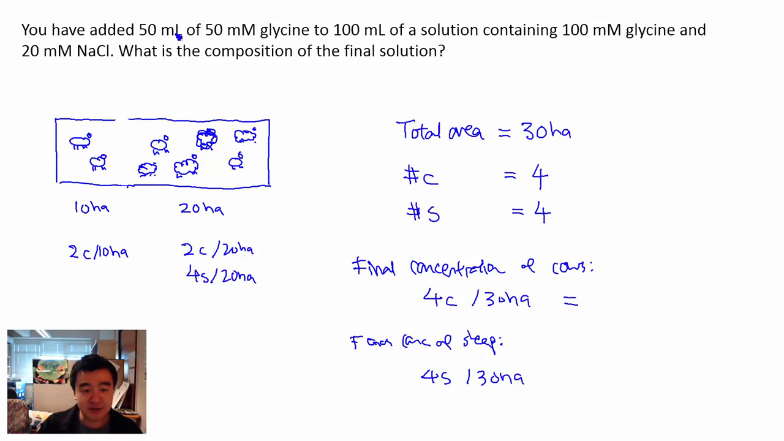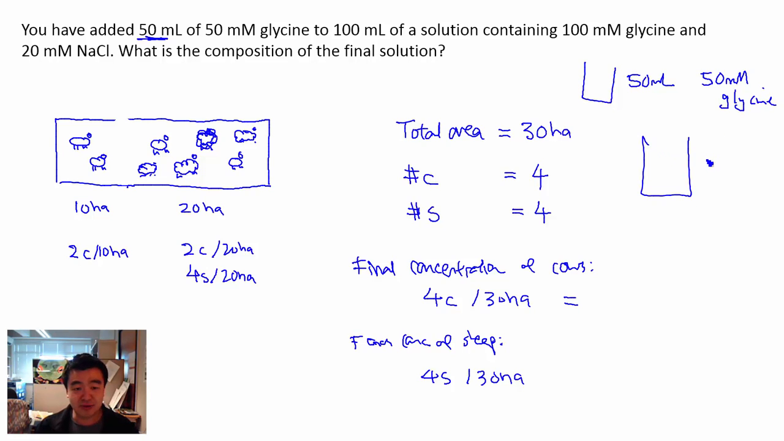We have one solution which is 50 mils, and in there there is a concentration of 50 millimolar of glycine, and we have another solution which is 100 mils, and that contains glycine, so the cows, but it also contains NaCl, which is the sheep. So it contains 100 millimolar glycine, but it also contains 20 millimolar NaCl.